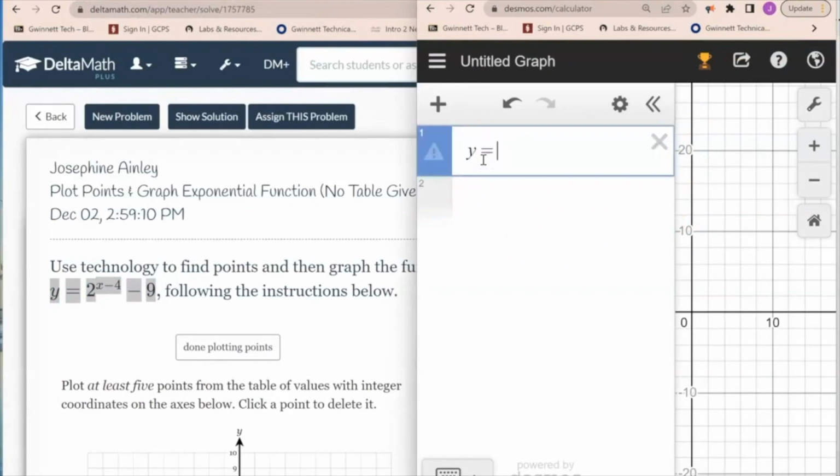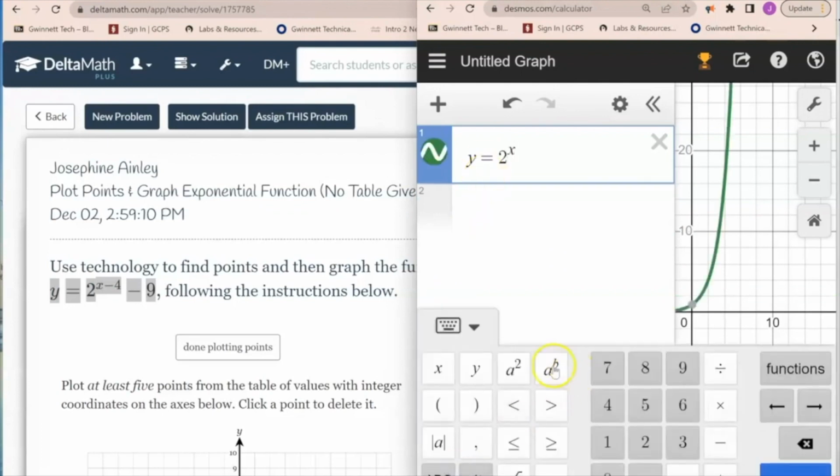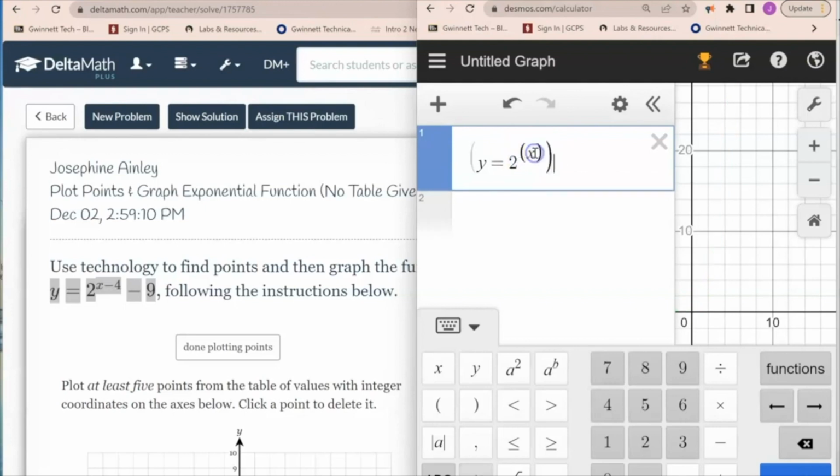So it's y equals 2, raise it to the power, Shift 6, or you can click it over here. Now notice if you don't put parentheses and you try to put that minus 4, it comes down automatically. To keep it up there, just put it in parentheses. So parentheses will keep it up at the top.